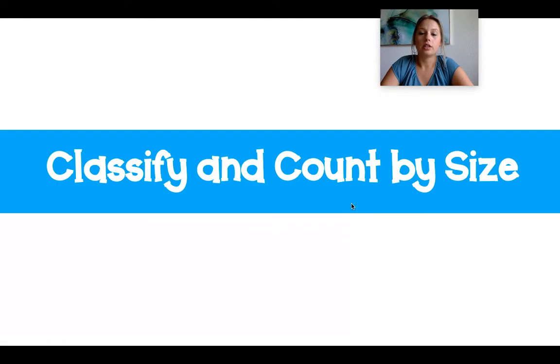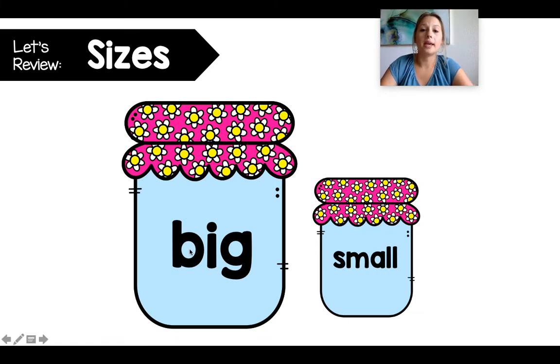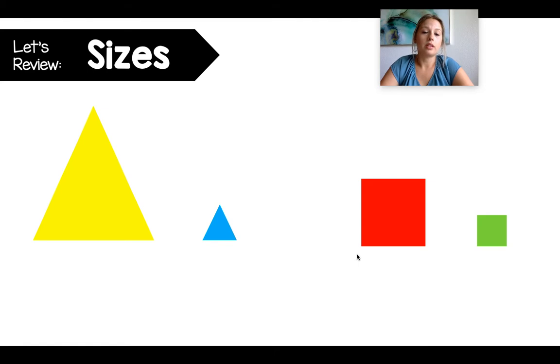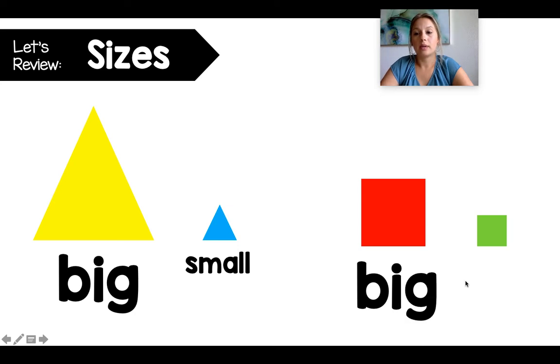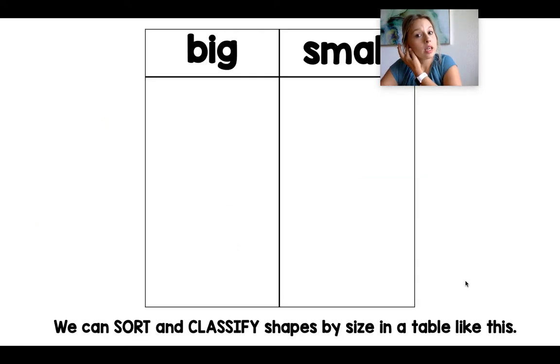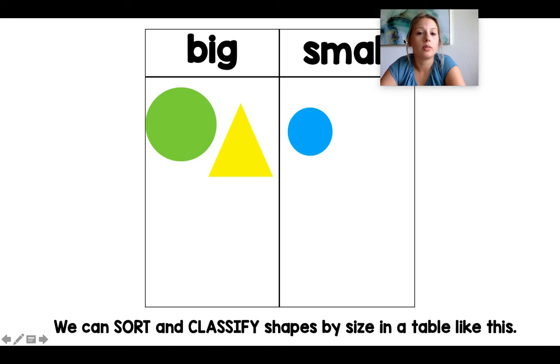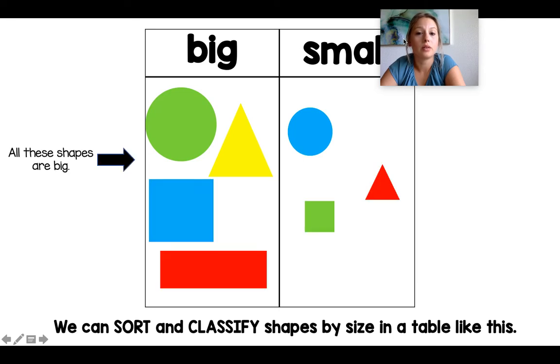We also learned how to classify and count by the size. So we talked about big and small. Those are both sizes. We talked about these two triangles, that the yellow one's big, the blue one's small. We talked about the squares. The red one's big, the green one's small. And then we sorted our shapes into a table. This side was big and this side was small. So all the big shapes went on that side and all the small shapes are on this side.